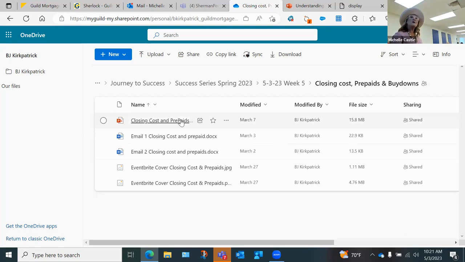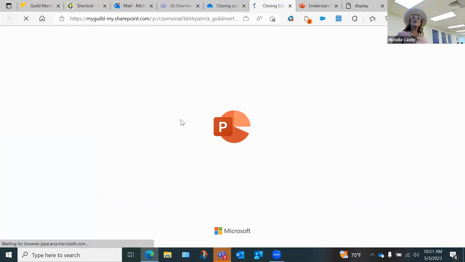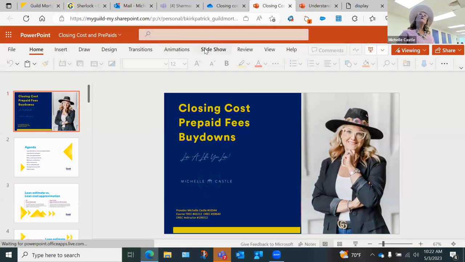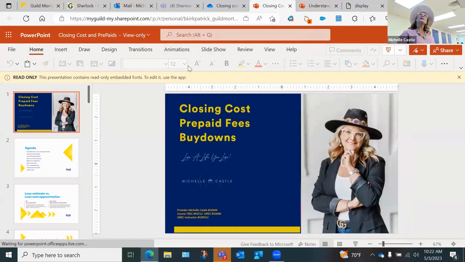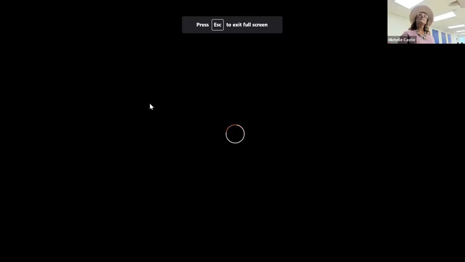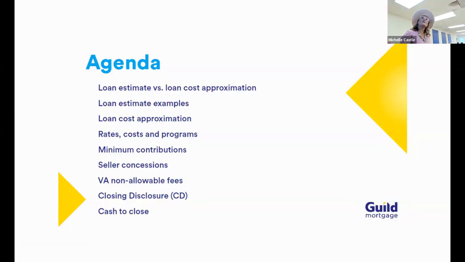All right, we're going to pop over to closing costs and prepaids. This is a really fast one, which is why I took the time to go over the LLPAs, because I knew that we would have time. What we're going to go over today: a loan estimate versus a loan cost approximation, loan estimate examples, and let you see what a cost approximation looks like. Rates, cost, and programs, which we just covered.